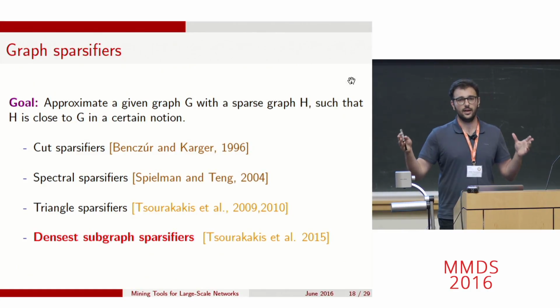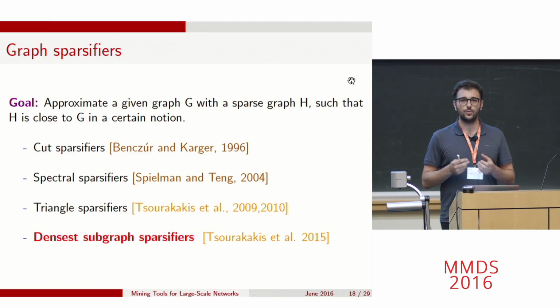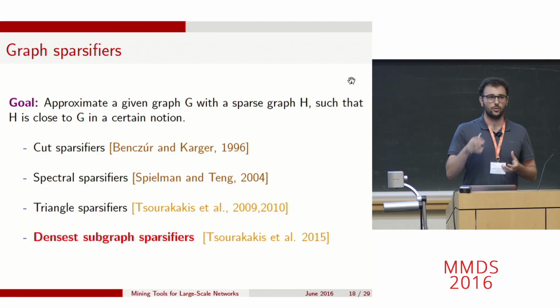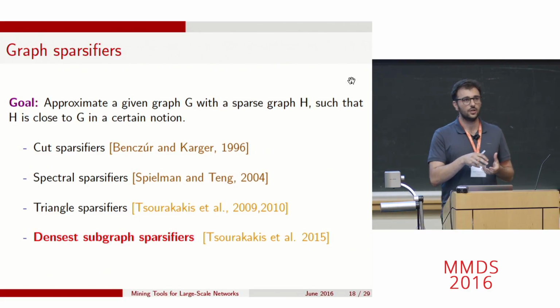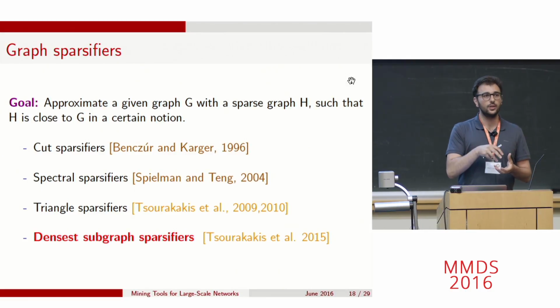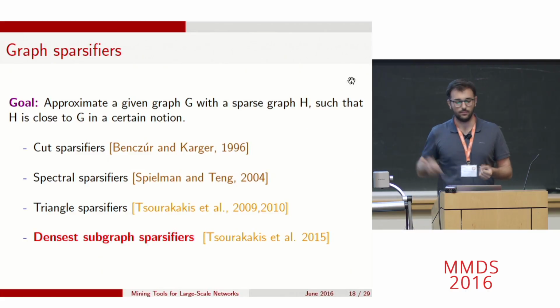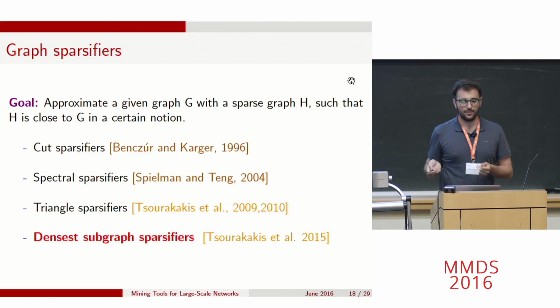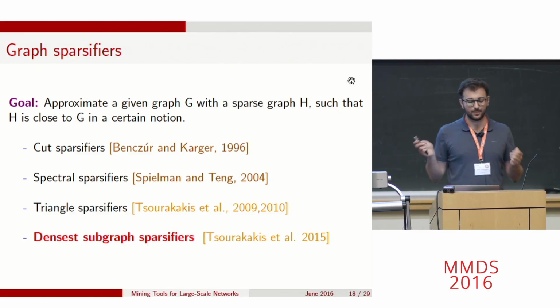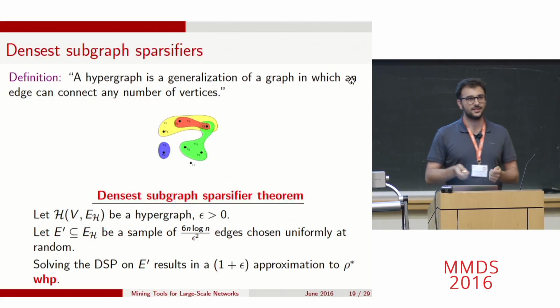So you have a graph G. You care about some graph statistic. And what you want to do is sparsify G to get a much sparser graph H, such that if you do your computation on H, you can give some solid approximation guarantees about the graph analytic on G. There exist different notions of sparsifier: cut, spectral. I've done some work on triangle sparsifiers. Today I'm going to talk about densest subgraph sparsifiers.